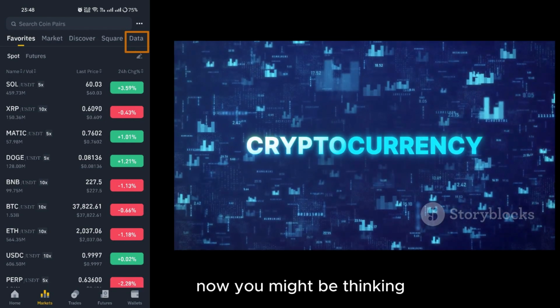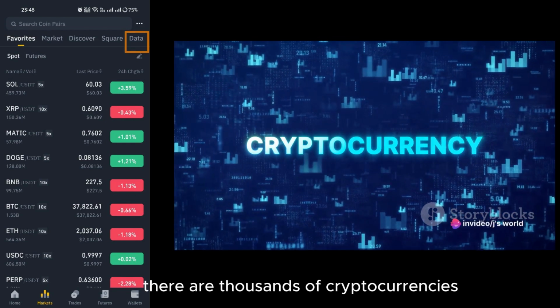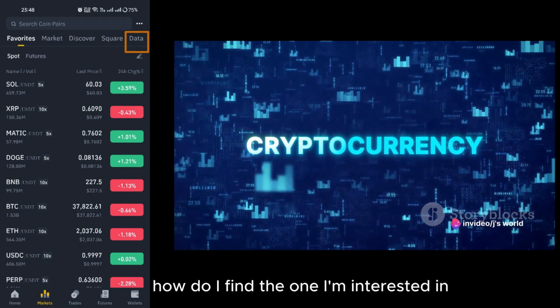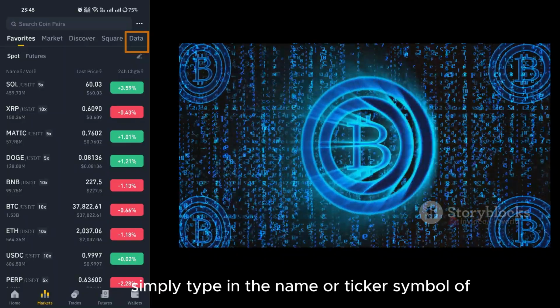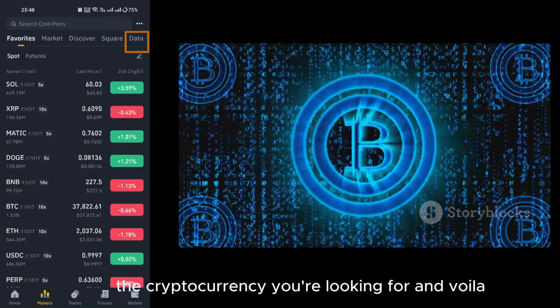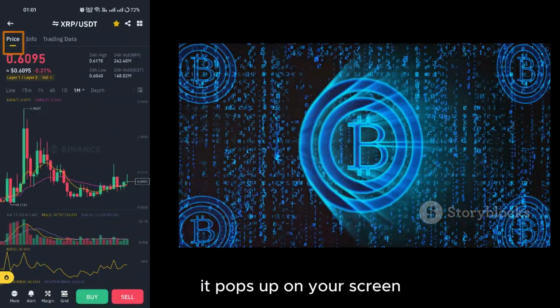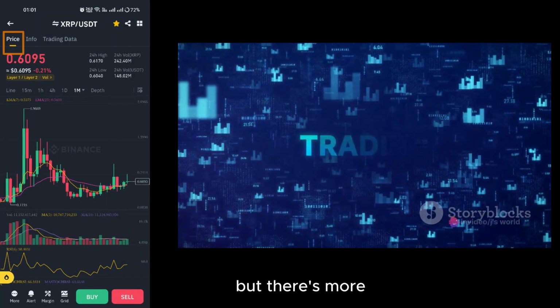Now, you might be thinking, there are thousands of cryptocurrencies, how do I find the one I'm interested in? Well, that's where the search function comes in handy. Simply type in the name or ticker symbol of the cryptocurrency you're looking for and voila, it pops up on your screen. But there's more.